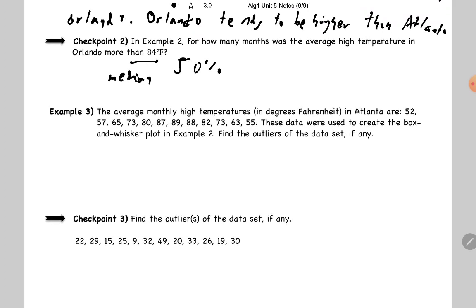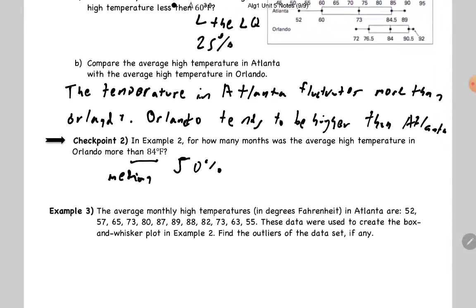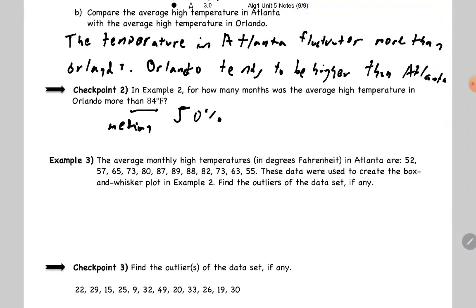Okay, example 3. The average monthly high temperatures in Atlanta are 52, and so on. These data were used to create a box and whisker plot in example 2. Find the outliers of the data set, if any. Okay. So we're still using the box and whisker plot, or at least we can use that. So they already rearranged it and everything.